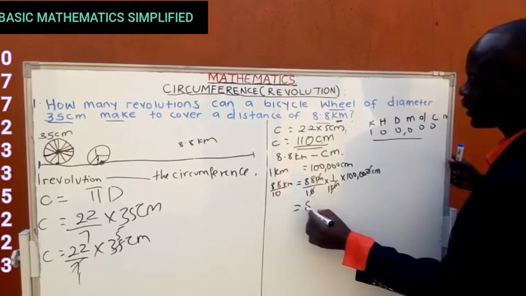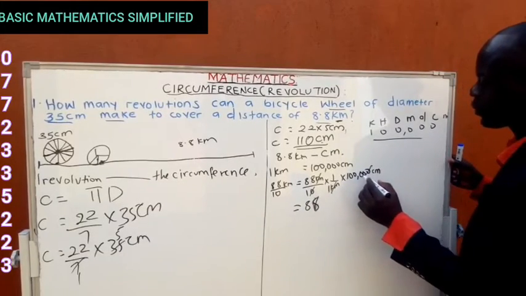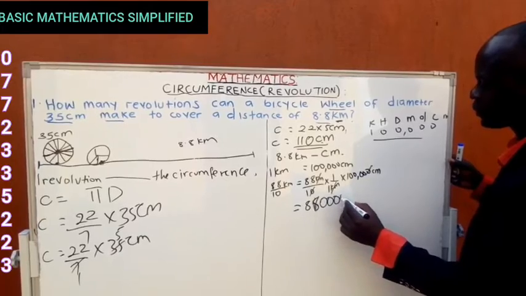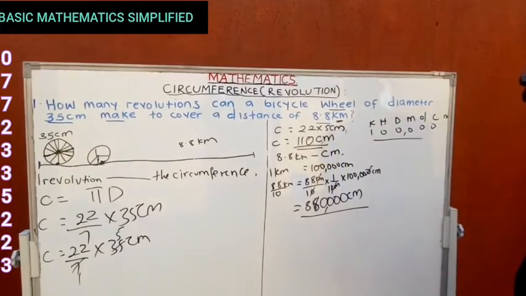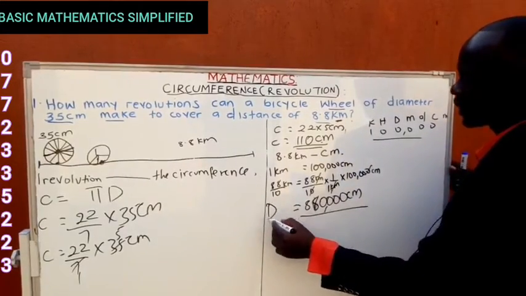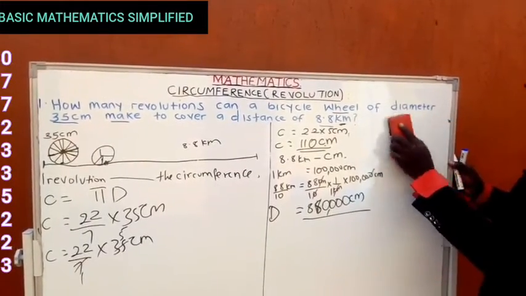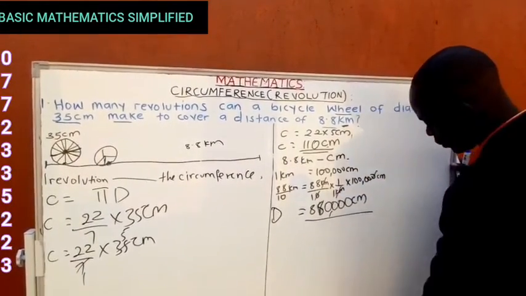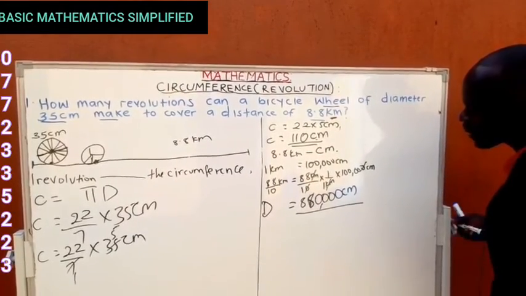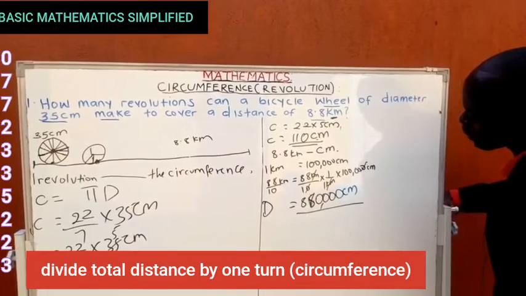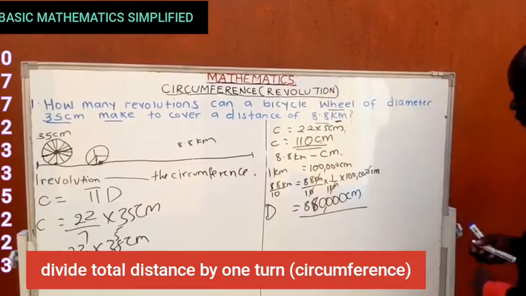So this one is 88 times that, 1, 2, 3, 4. These are 4 zeros here. This is centimeters. So 880,000 centimeters. That's now the distance. Now to get the revolution, we divide the distance by the circumference to get the revolution. That is how best we can do it, and things will be fine.